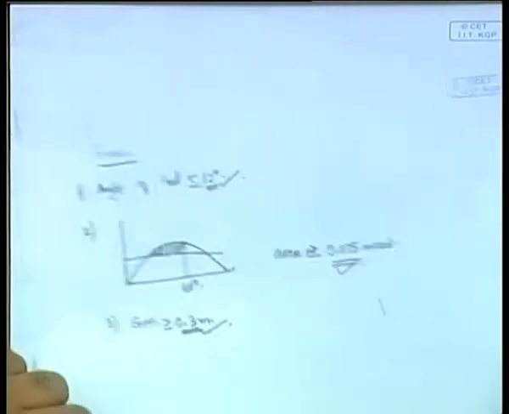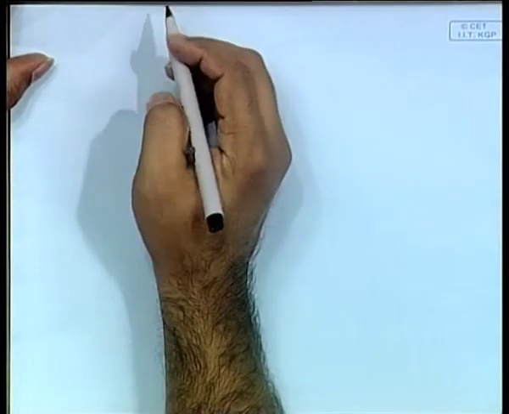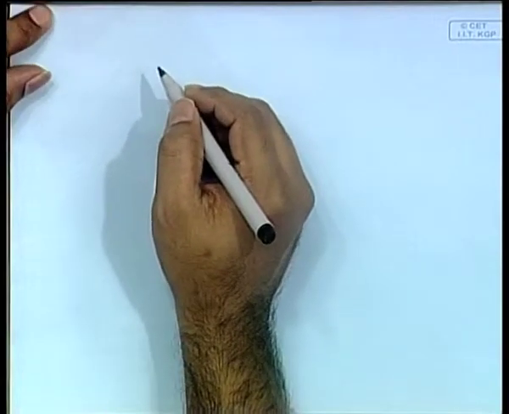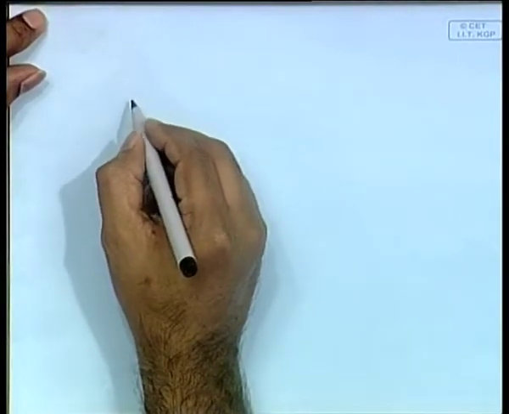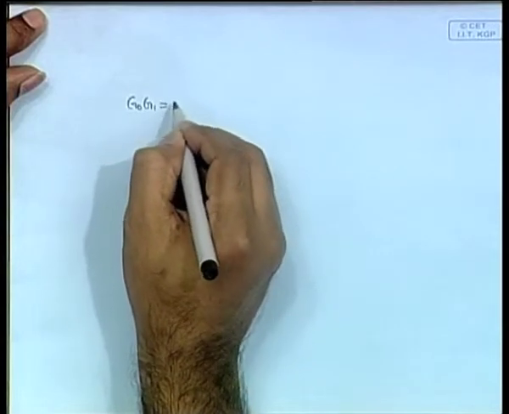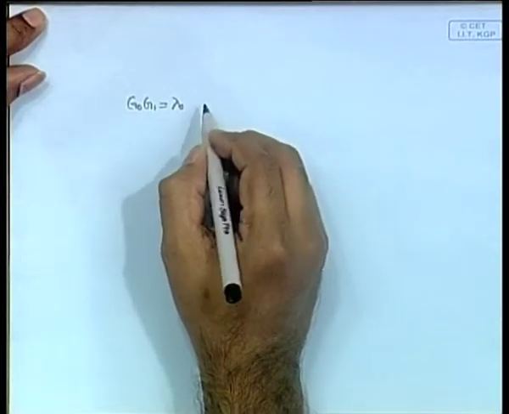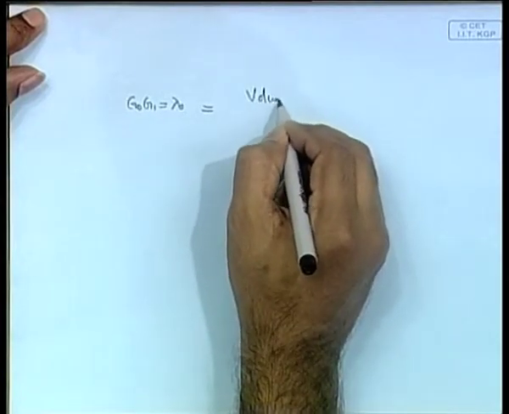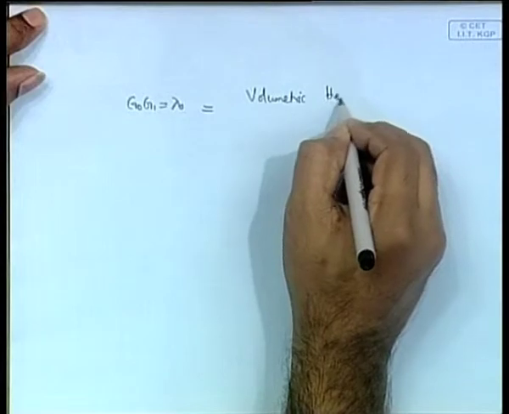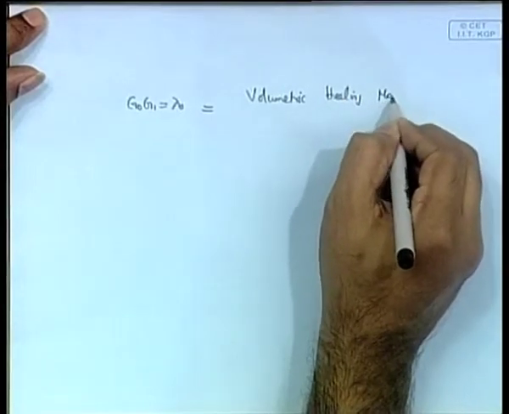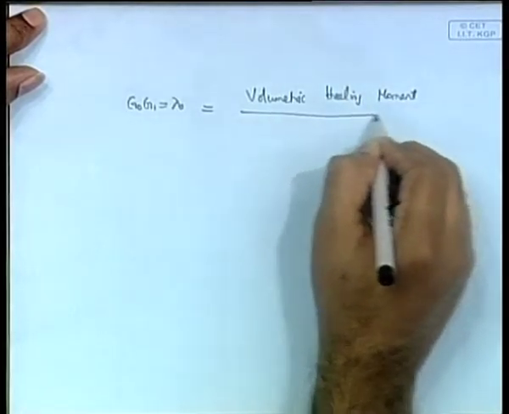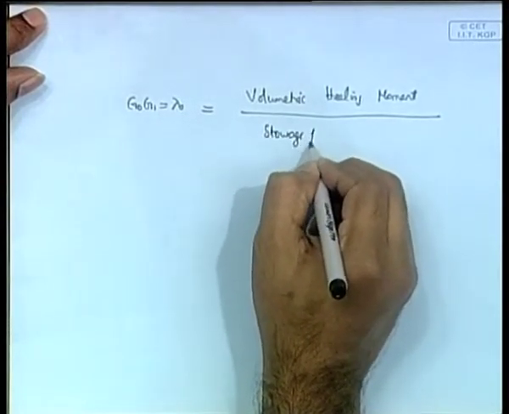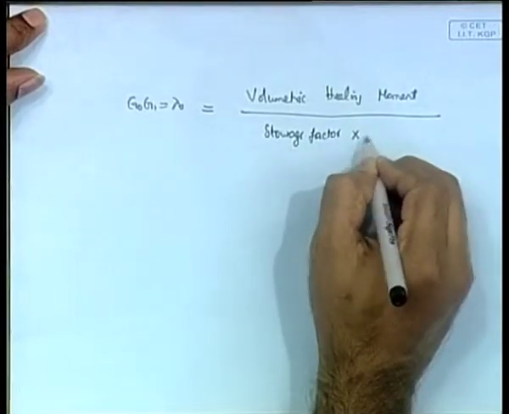Some other things which I didn't explain exactly: in case of such grains, we write G0 G1 as lambda 0. It is defined as the volumetric healing moment divided by stowage factor into displacement.